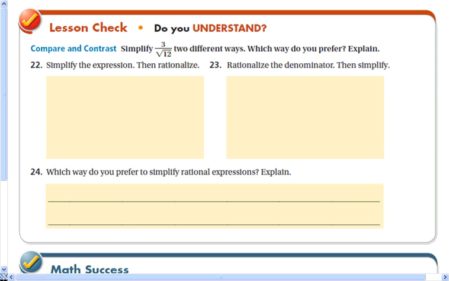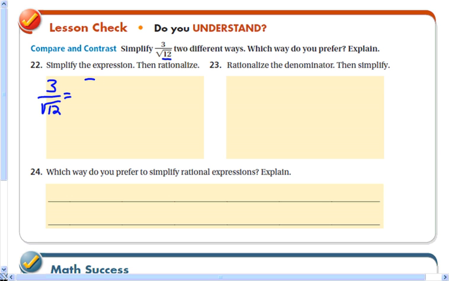All right, let's do the lesson check. Compare and contrast. Simplify 3 divided by the square root of 12 two different ways. Which do you prefer? So first it says simplify the expression, then rationalize. So what they're saying is square root of 12 is not simplified. So let's simplify that.